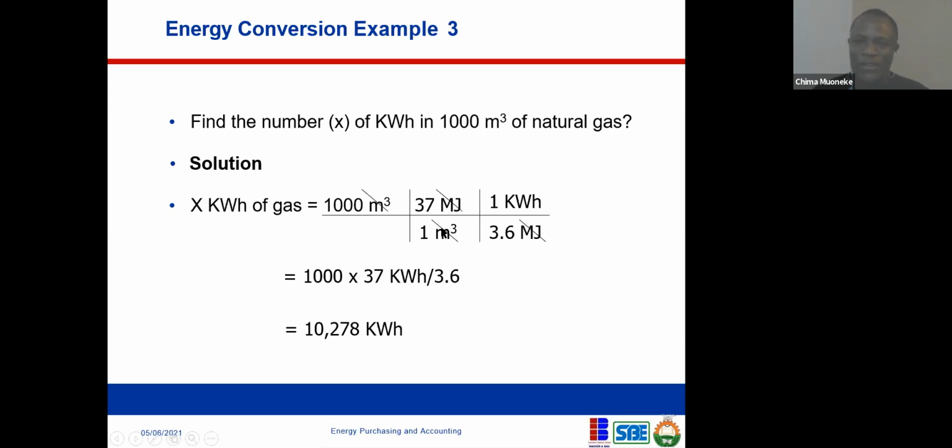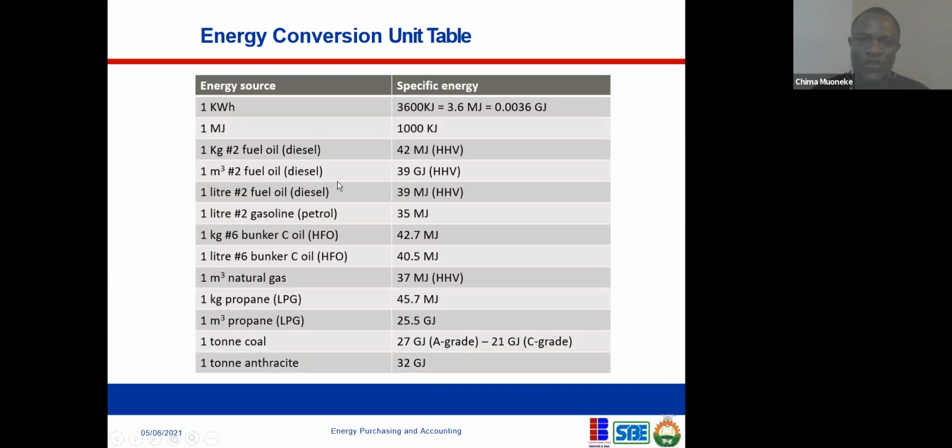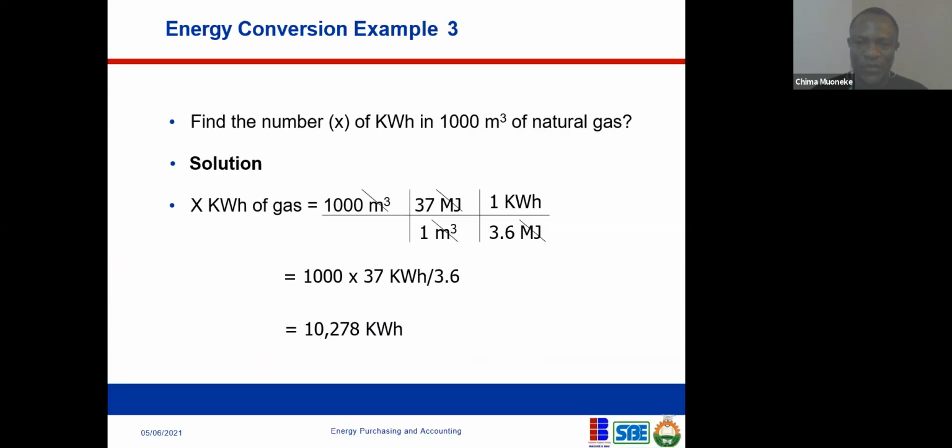And if we go back to our conversion table, we want to convert megajoule to kilowatt hour. Remember I said you should keep this conversion table handy. So this is kilowatt hour. 1 kilowatt hour is equal to 3.6 megajoule, right? So that becomes our conversion factor. So this is what we have here. You now put your megajoule down here so you can cancel out, and then put your kilowatt hour here, right?